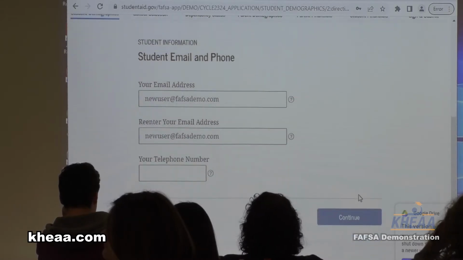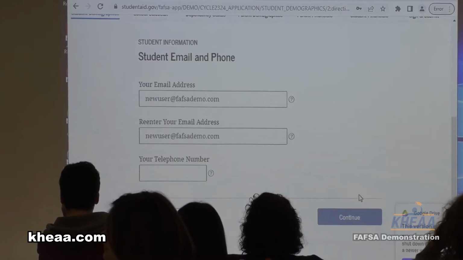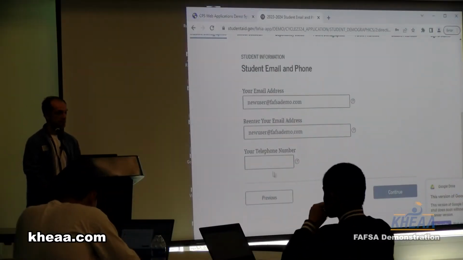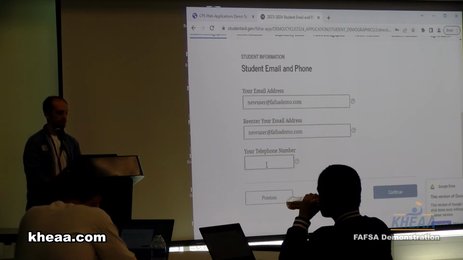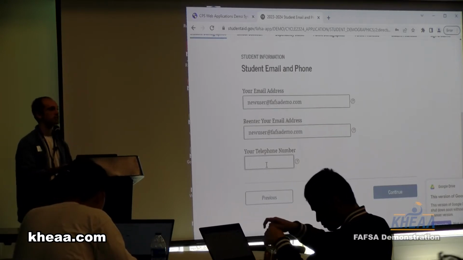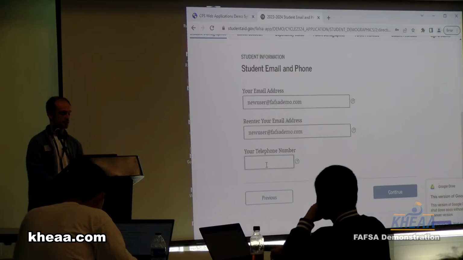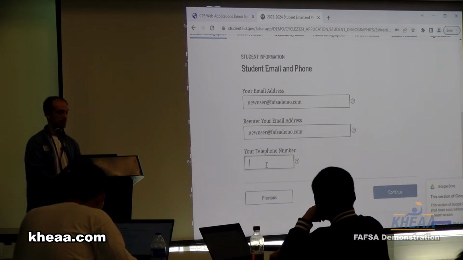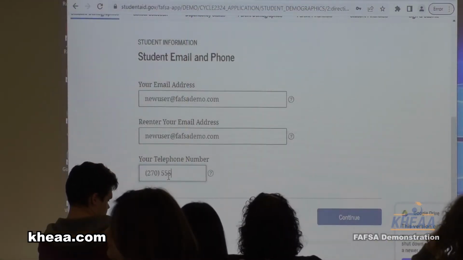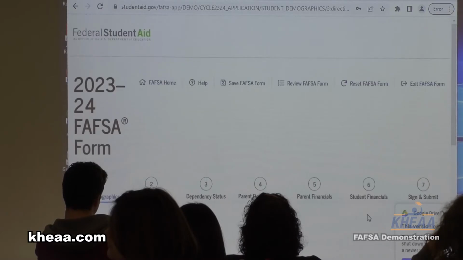The next page will also have the email you put down as your FAFSA ID, and then you'll need to type in your telephone number or your cell phone number because that is an easy way for retrieval, okay? If you get locked out of your account or you forget your password, just put forget password and it'll text you a verification code to get in there. So we're going to do 270-555-2121. It's probably not even a phone number, but it is what it is.